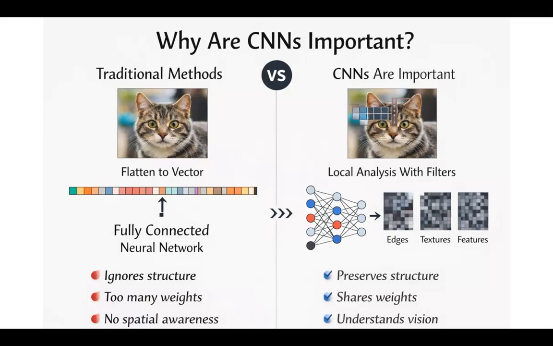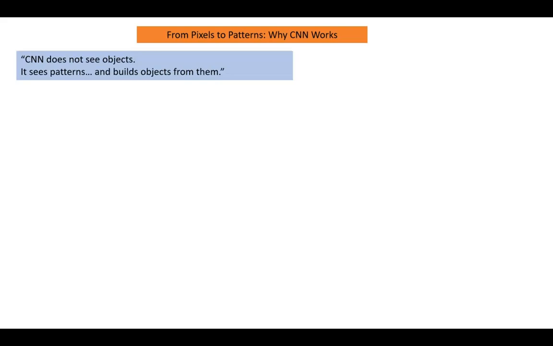Again, comparing traditional methods and CNNs, the traditional models like your artificial neural networks or the machine learning models completely ignore the structure of the image. Too many weights, maybe millions or billions of parameters, and no spatial awareness. Whereas CNNs preserve structure. They analyze the image with the help of filters, weight sharing mechanisms enabled, and they completely understand the vision.